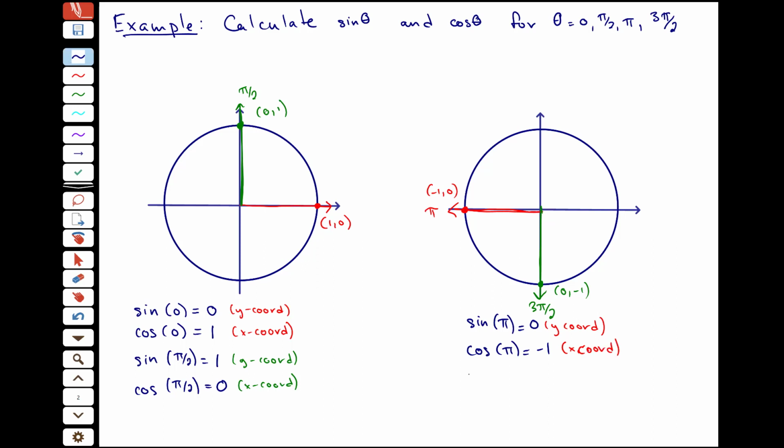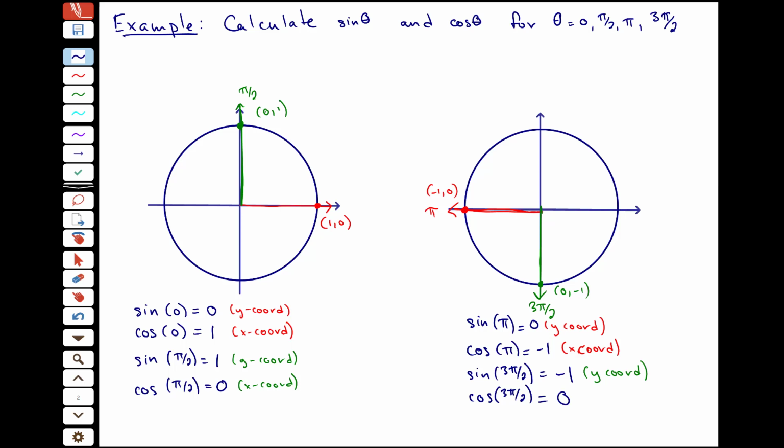When we calculate sine of 3 pi over 2, we have -1, and that's the y-coordinate of that point at angle 3 pi over 2 on the unit circle. And cosine of 3 pi over 2 is then 0.